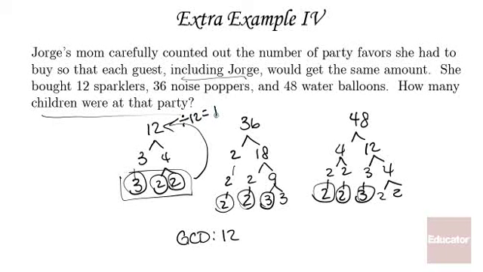12 divided by 12 is 1. So each child at the party will get 1 sparkler. 36 divided by 12 is 3. Each kid at the party is going to get 3 noise poppers. And then lastly, 48 divided by 12 is 4. Each child at the party will get 4 water balloons. So she's divided all the party favors evenly between all 12 children in this case.